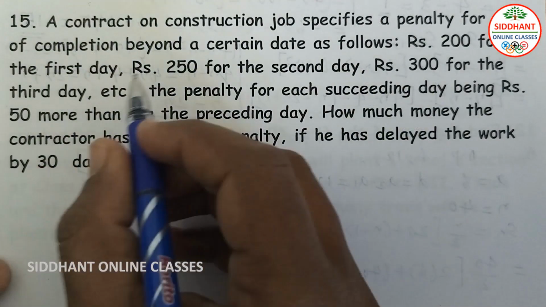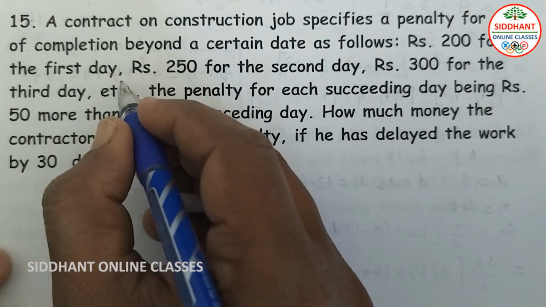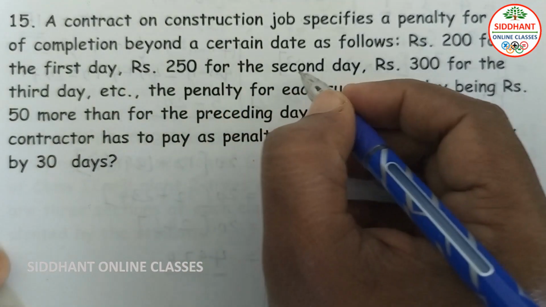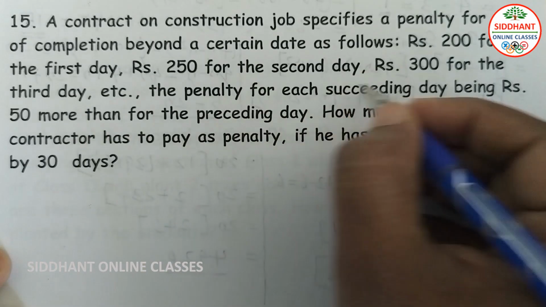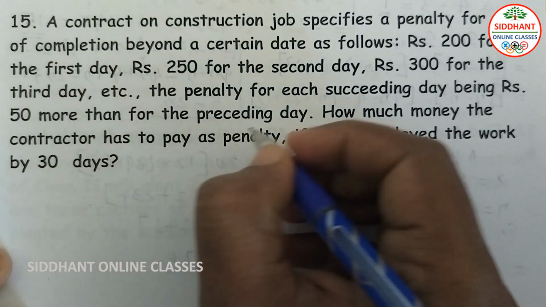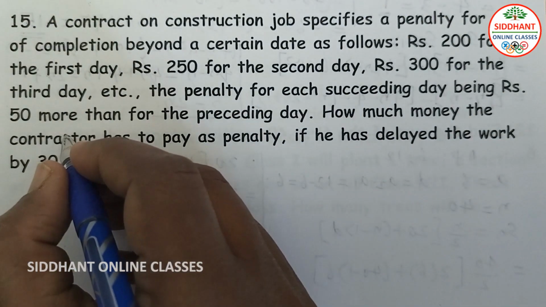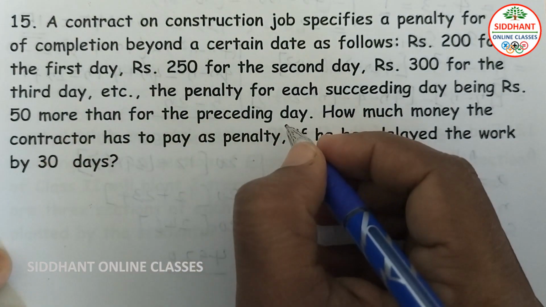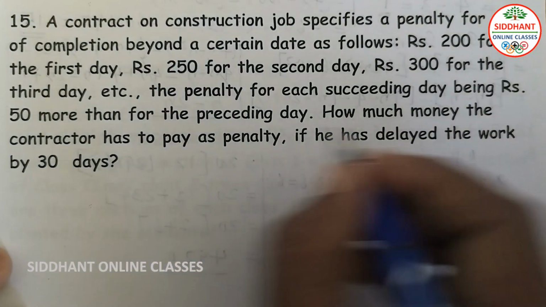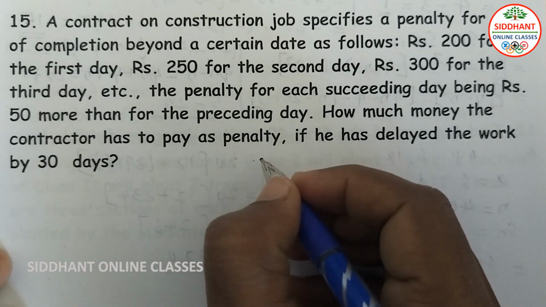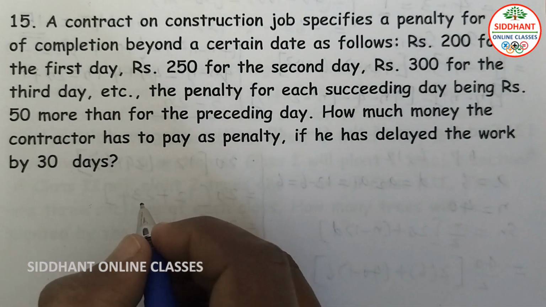Question number 15. A contract on construction job specifies a penalty for delay of completion beyond a certain date as follows: 200 rupees for first day, 250 for second day, 300 for third day, etc. The penalty for each succeeding day being rupees 50 more than for the preceding day. How much money the contractor has to pay as penalty if he delayed the work by 30 days?